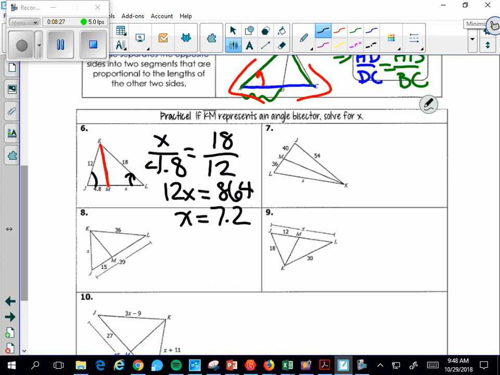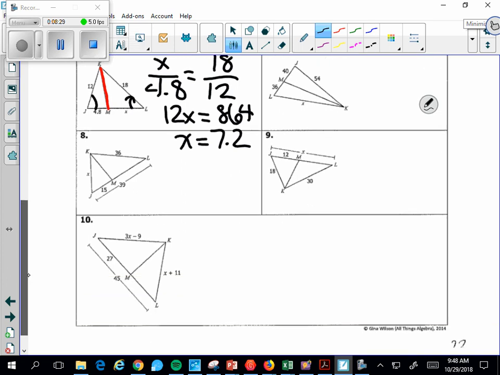And now let's do number 10 together, because that one's a little bit uglier, but still manageable. Only difference here is, okay, this is my angle bisector. All the angle bisectors on these are KM. So it splits it into 27, and I don't know what this is over here, but this is like some of the stuff that we did in the very beginning of the year. I know the whole thing is 45. So if that's 45, a little piece of it's 27, I know this right here is 18.